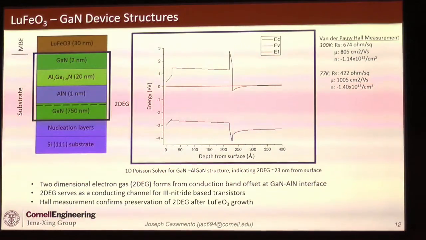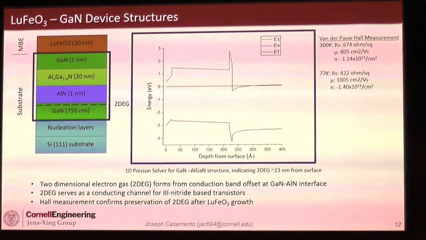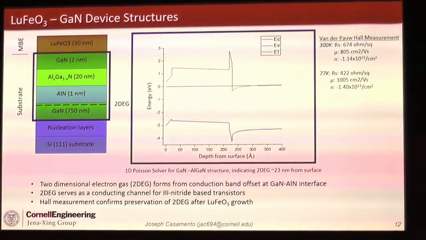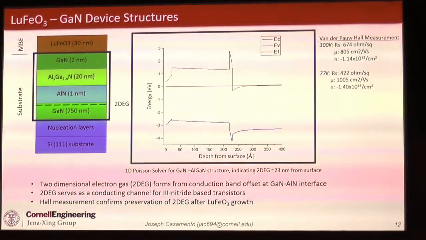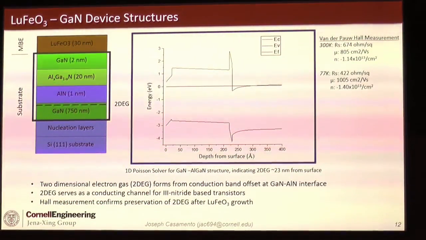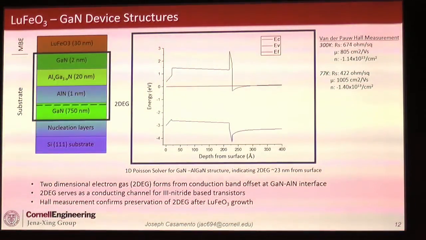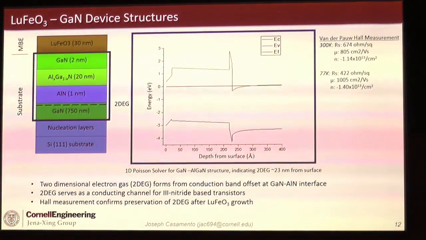Our first growth we ever did generally suggested that the two-dimensional electron gas was preserved. If you just do van der Pauw Hall after the growth, you can see the traditional signatures of a 2DEG, which is essentially a constant or increasing mobility as you lower the temperature, and a constant carrier concentration.